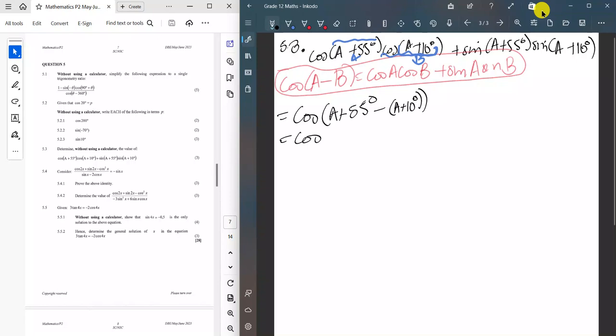Okay, what is this? This is A, as you can see, A minus A. Can you guys see that? A minus A totally out. Then what else do we have? 55 minus 10, it becomes 45, right?